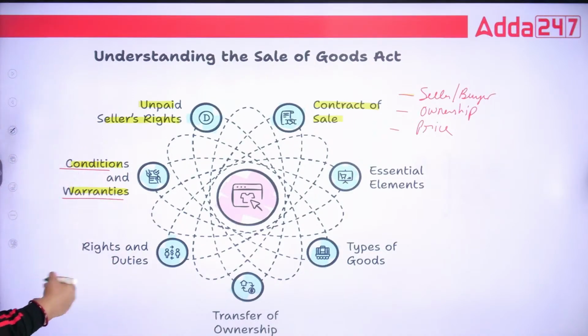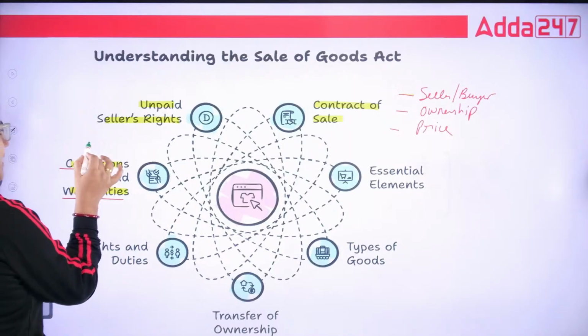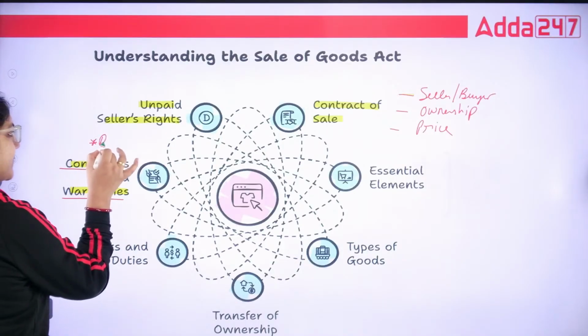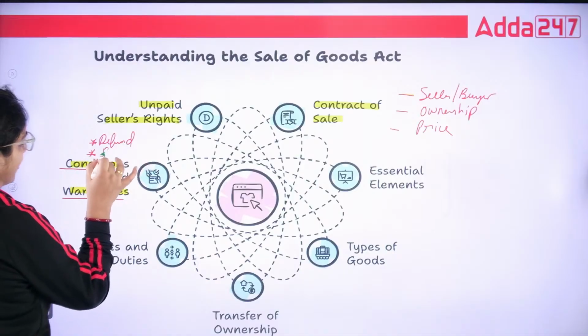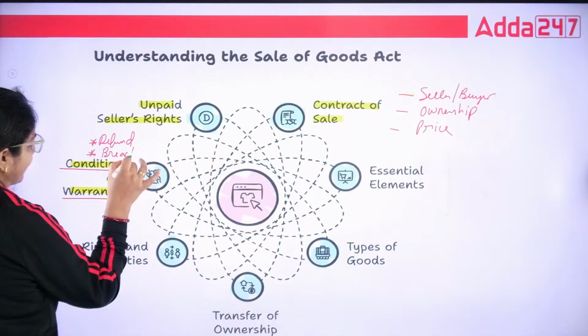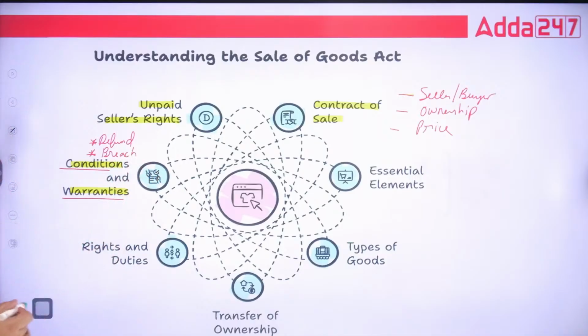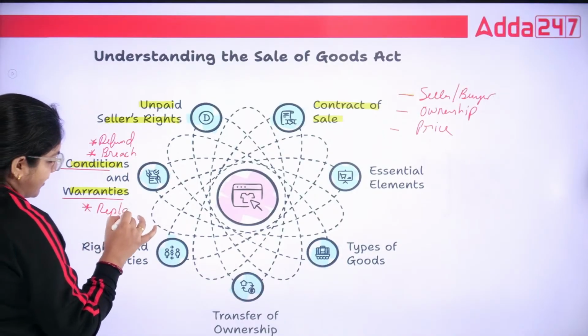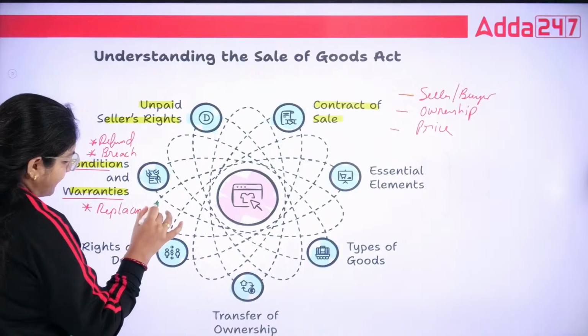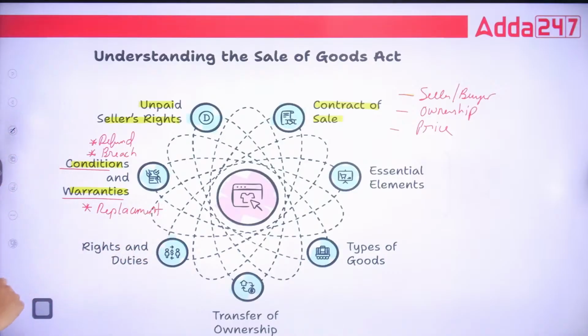Condition is basically where we have a right to ask for a refund and a right to breach the contract because of the fault done by the seller. In warranty, we have a right only to the replacement of the items. So this is called warranty. Condition and warranty, the two concepts.